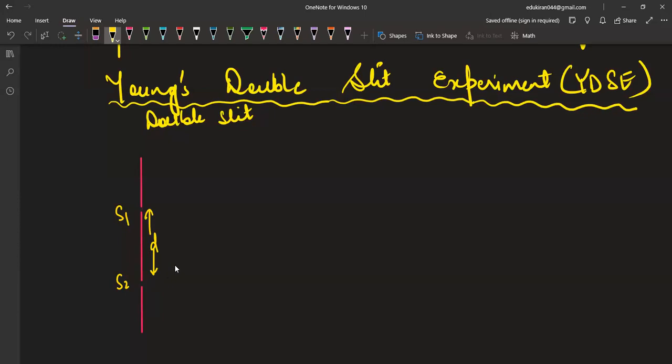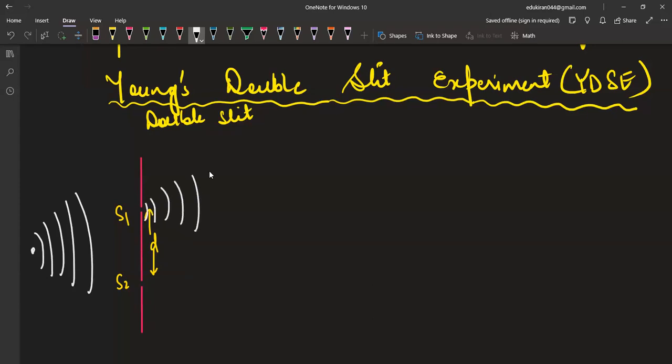Remember, this variable will stay with you throughout. Now there is a main source, and this main source is producing the waves. From here, the waves are coming and entering into the slits. Now from the slits also, these waves are moving, from both the slits. This is one, this is second.